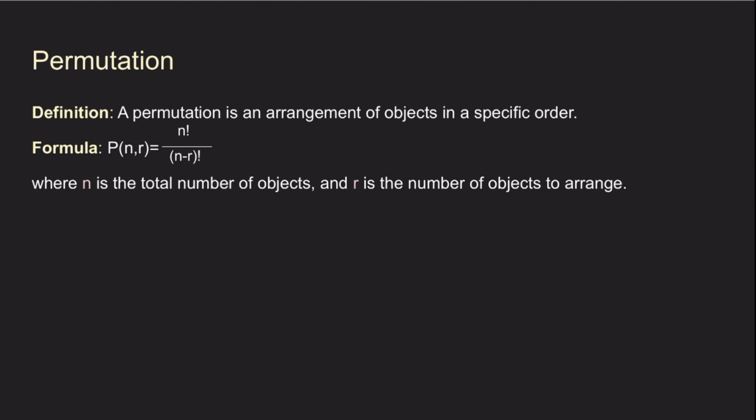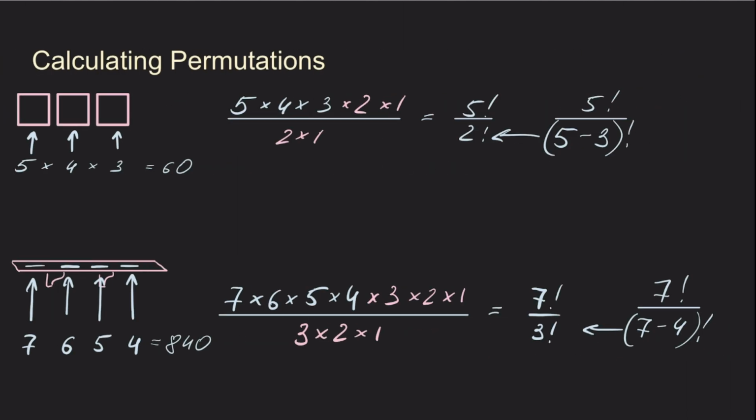So we see in our example that n is 5 in the first example, which is 5 different balls, and 3 is the number that we need to arrange. And for the second example, we have 7 total books, which is n, and we want to arrange 4 of them. So r is equal to 4 in this case.